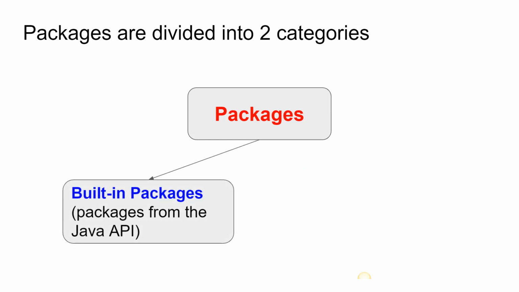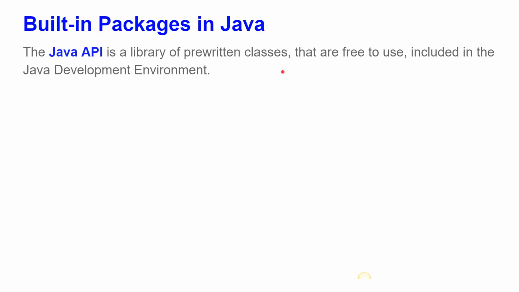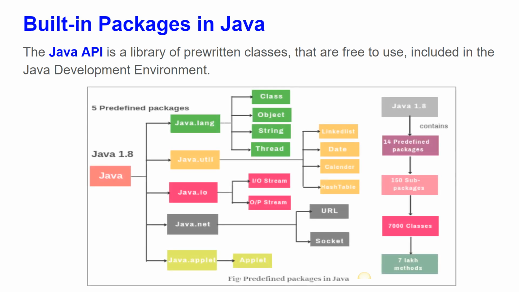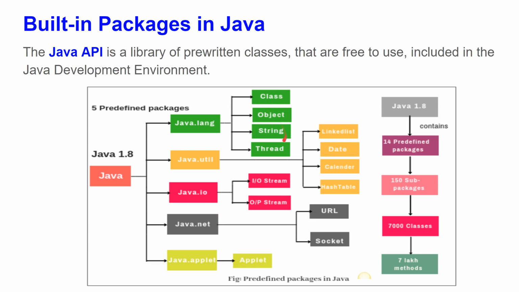Packages are divided into two categories. First one is built-in packages, that is, packages from the Java API. And the second one is user defined packages, which means you can create your own packages. So, built-in packages in Java: the Java API is a library of pre-written or predefined classes that are free to use, included in the Java development environment. Here you can see so many packages: java.lang, java.util, java.io, java.net, java.applet. Again, it has so many classes.